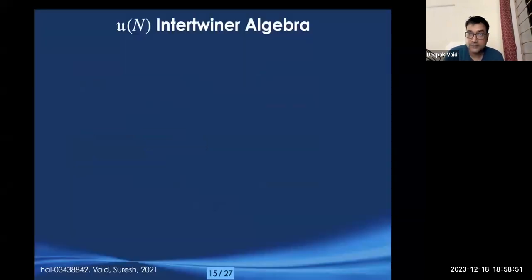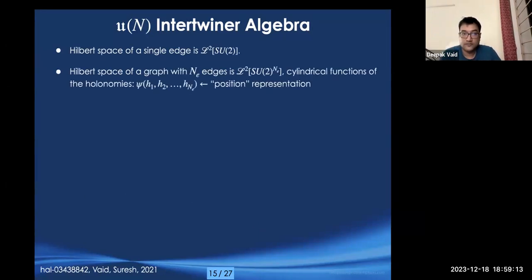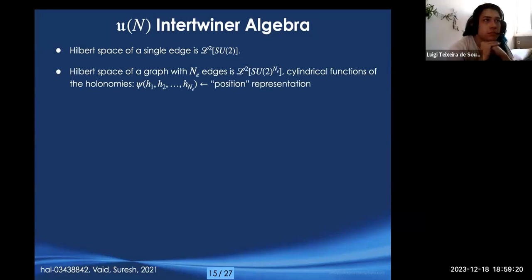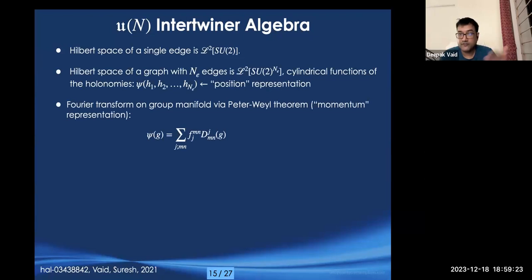Right. So now we come to this. What is this U(N) intertwiner algebra? So now we're going to talk about the quantum state space for an n-valent vertex. For a single vertex, it's the usual, we know, L square integrable functions on SU(2). For n faces, it is n holonomies. Then we can Fourier transform using the Peter-Weyl theorem to go to the momentum space on the group manifold.